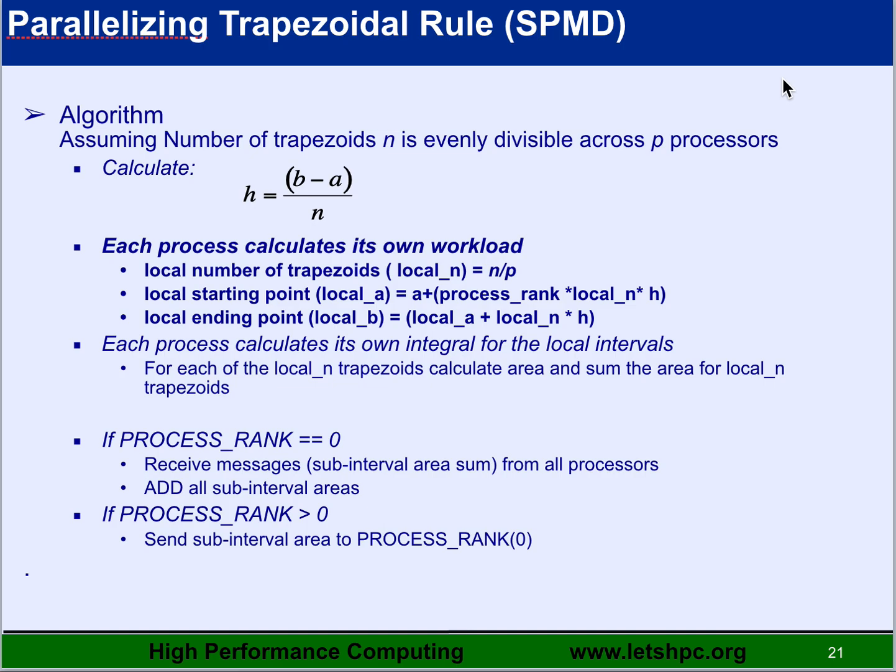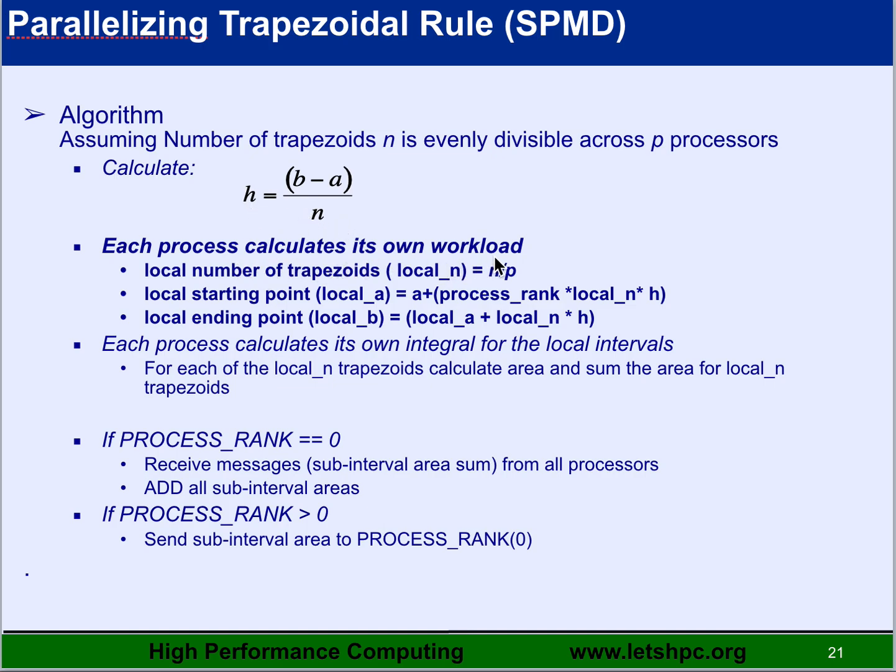So the algorithm will look like this. In the trapezoidal rule you are calculating the area of a given trapezoid. This is the h, which is basically the base. You calculate it by dividing the complete interval into n trapezoids. So I should ideally write capital B minus capital A, divided by the number of trapezoids, n. That will give you h.